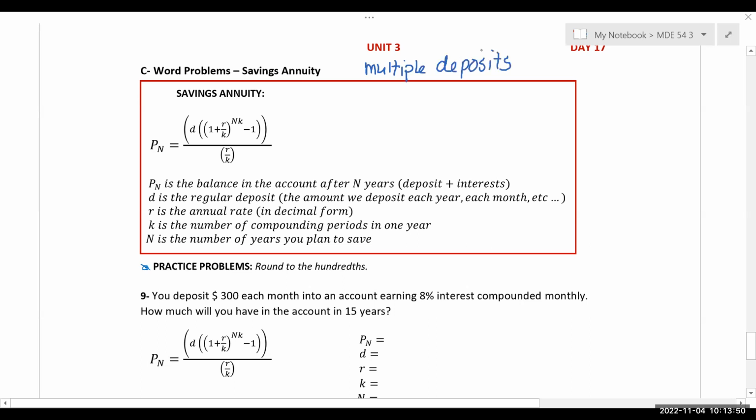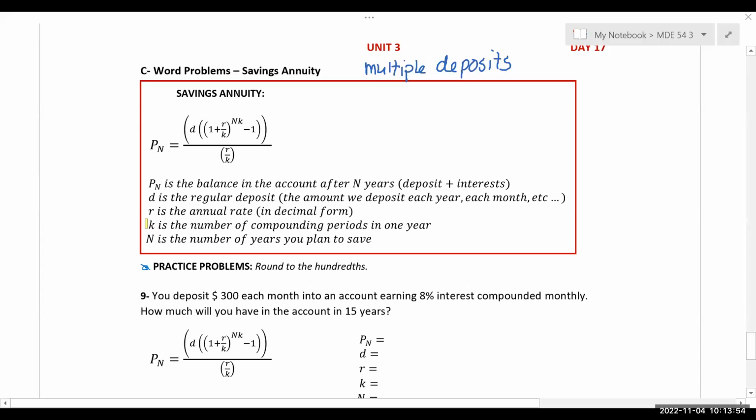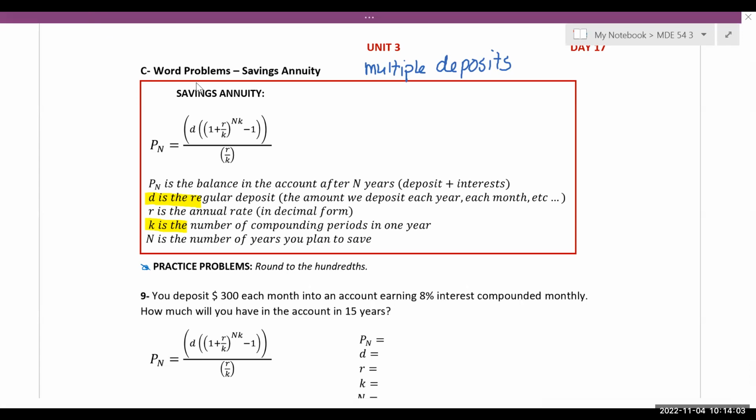So it's different from a compound interest or a simple interest because it is compounded. We're still going to have compounding units in a year, but it's a regular deposit. Think of you saving for an IRA, a retirement account, something like that.